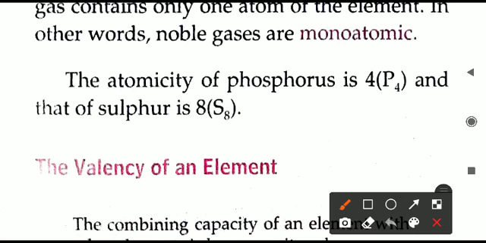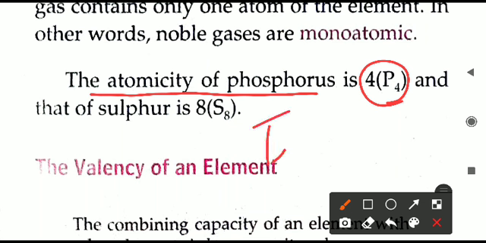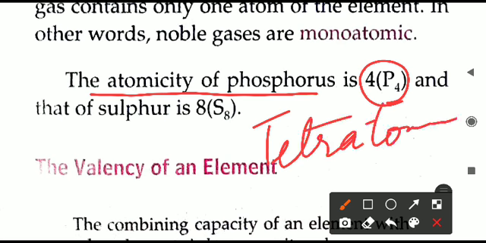Now we will move towards the next, that is P4. Here the atomicity is 4. The example we are referring to now is phosphorus. The phosphorus molecule is P4, and one molecule has 4 atoms of phosphorus, and because 4 atoms are there, it is called tetraatomic.